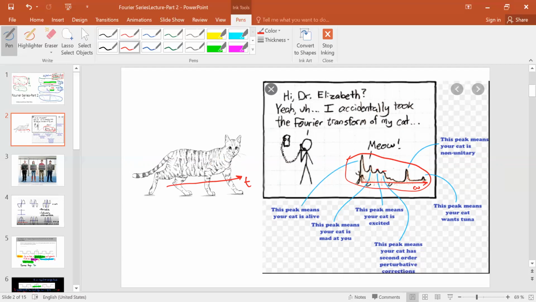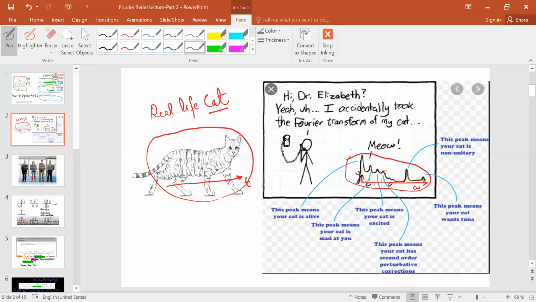Okay, and every peak is just telling me some characteristic of the cat, but it does not mean that the cat has been changed. It will look like the cat that we are watching right now. So this is our real life cat. Okay, this also represents a cat, but this is the Fourier spectrum, or I can say the spectrum of the cat.